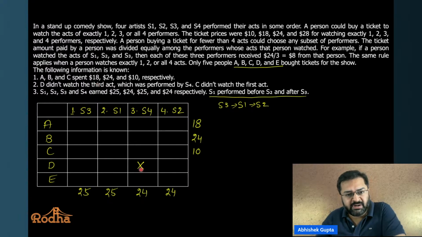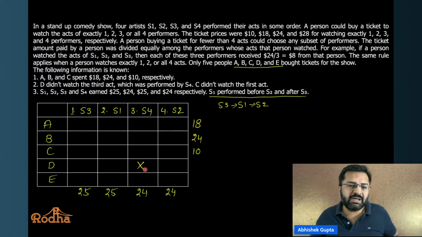So whatever D spent must have come from these 3 cells. Likewise, S4 must have got some money from some of these 5 people. What we know for sure is, since D did not watch the third act, which was done by S4, it means that S4 must not have got any money from D. So this should be crossed. So this 24 should be the sum of a few of these cells. This one, this one, this one, but definitely not this one and this one, right?